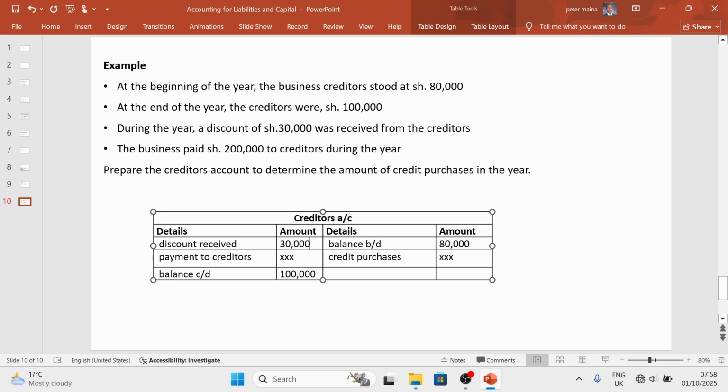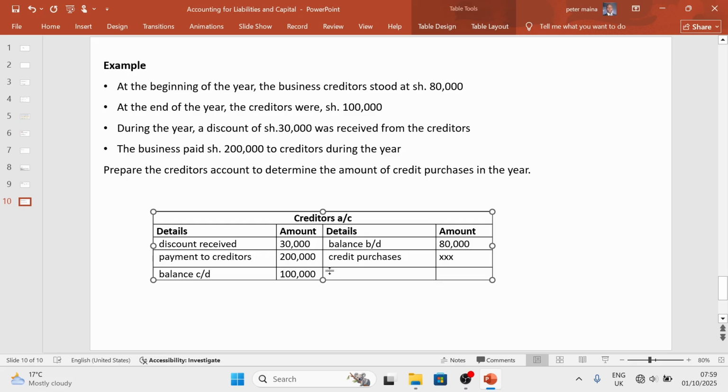And then the business paid, that is the last point. The business paid 200,000 to creditors during the year. Payment to creditors, we are supposed to debit payment to creditors, 200,000.